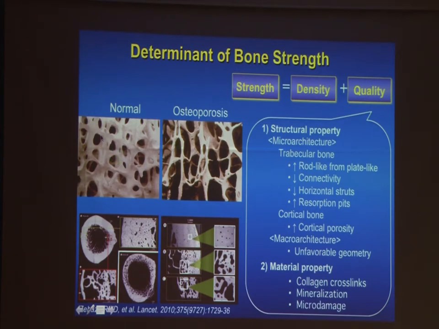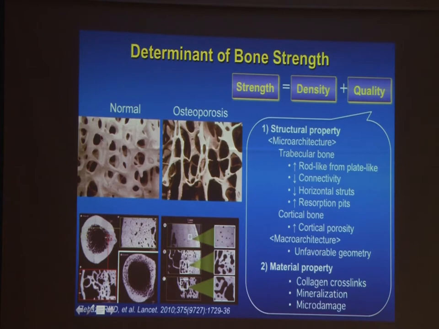And especially when connectivity is lost at the struts, the length of the pillar becomes double. And when the length of the pillar becomes double, the supporting power is divided by two multiplied by two. So it means one fourth of the original strength. So the change in microstructure in the trabecular bone can cause a large reduction in bone strength.